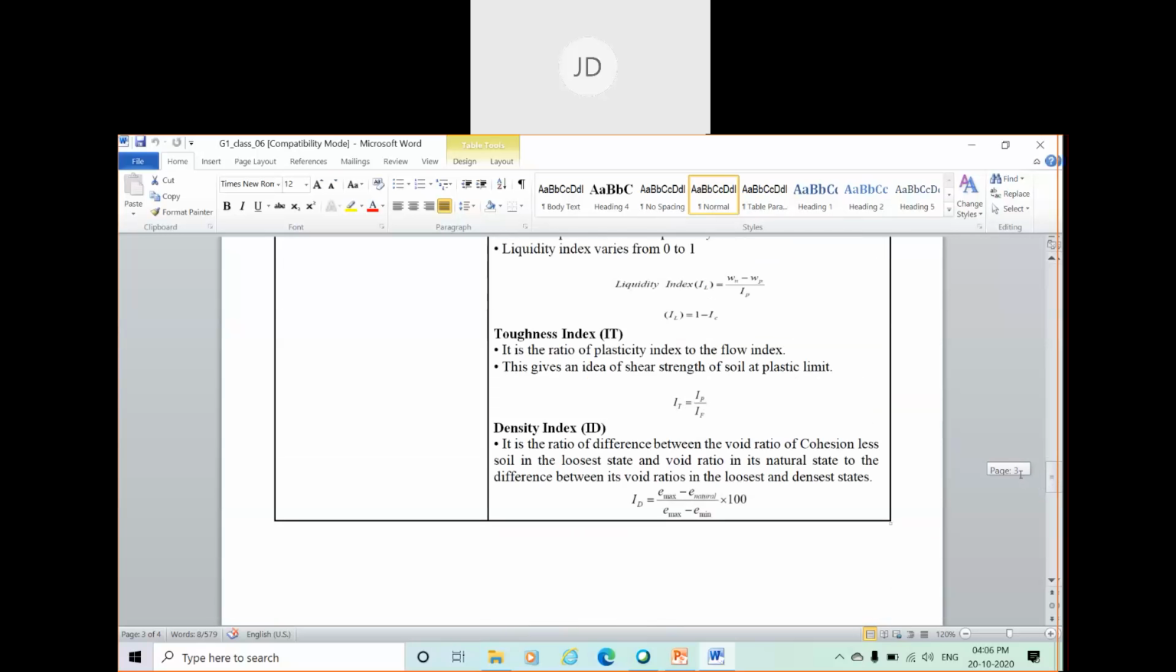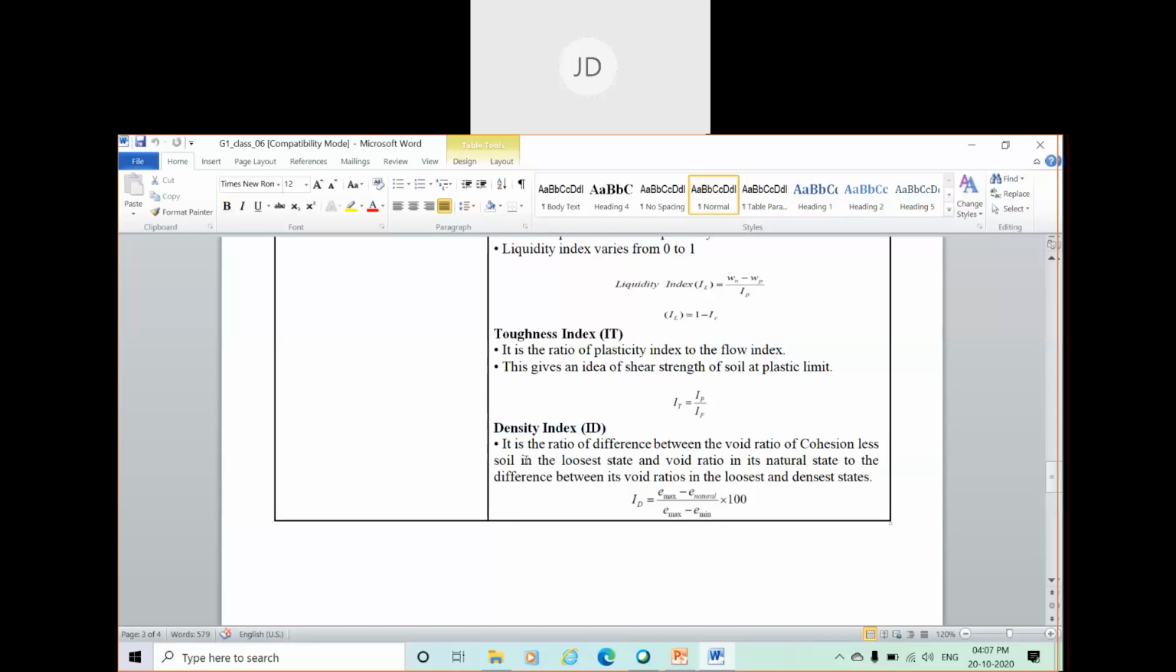Now anything else? Yes, density index. First of all I want to tell you, density index is not a basic property and is not used for fine grain soil. Mainly it is used for coarse grain soil. You have to remember this relation. We already discussed density index. It is also considered as one of the index properties of soil, and it is usually used for coarse grain soil.